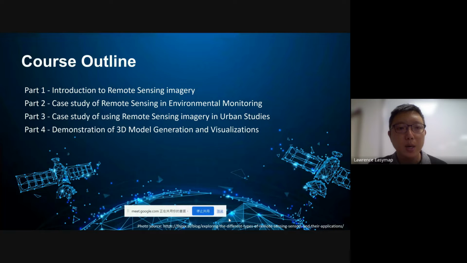For part 2 and part 3, I will share some case studies of using remote sensing in environmental monitoring and also in urban studies. Both of these 2 are very hot topics nowadays. And in the 4th part, I will show some demonstrations of building 3D models. I will talk about how to make the 2D map, 3D models, and how to make it visualized.